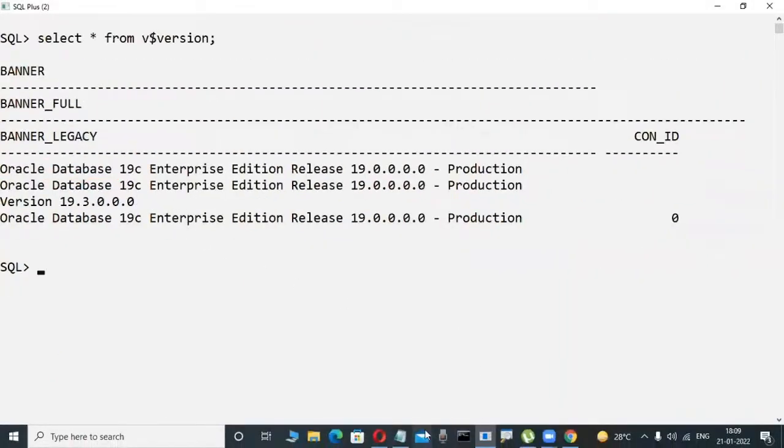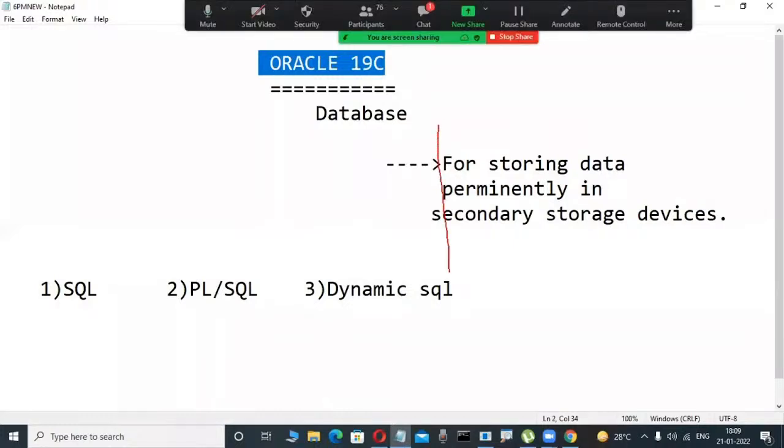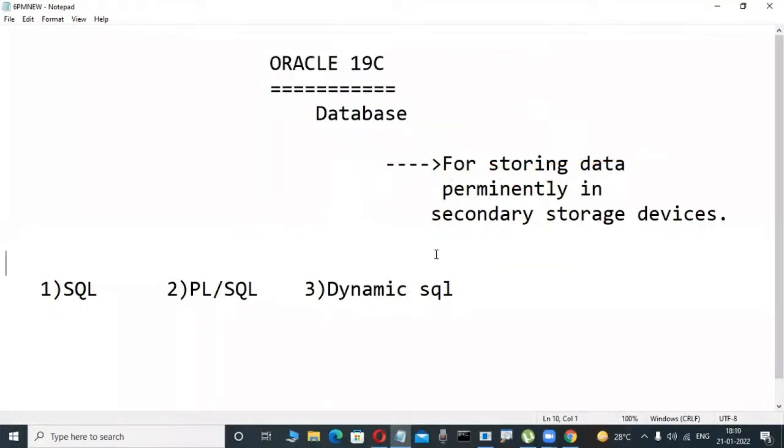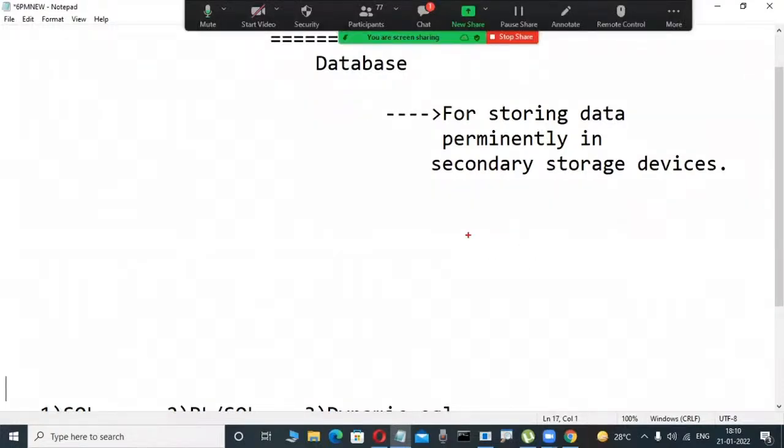What does this database mean? Once we install Oracle software, some place is automatically created on the disk. In this place, we permanently store data. But these types of databases are relational databases, and from 1970 onwards these database software are available.